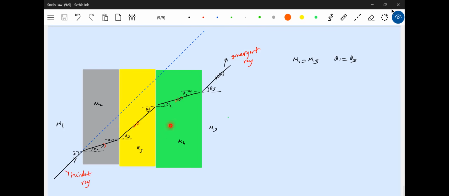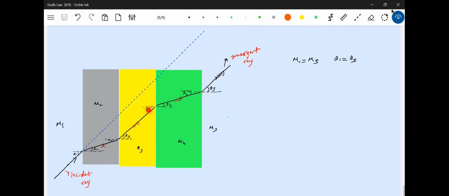So if n number of slabs are there, we can keep on going, right? Yes, that's what I showed earlier. mu1 sin theta 1 equals mu2 sin theta 2. Here mu2 sin theta 2 equals mu3 sin theta 3. What is this angle of refraction? That will become the angle of incidence. So mu3 sin theta 3 equals mu4 sin theta 4, and mu4 sin theta 4 equals mu5 sin theta 5. Or mu sin theta equals constant. That's what the basic Snell's law is telling.